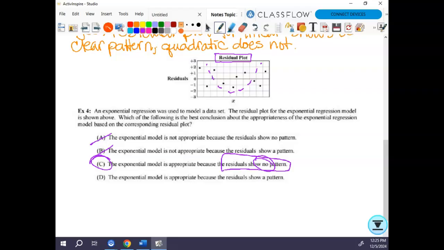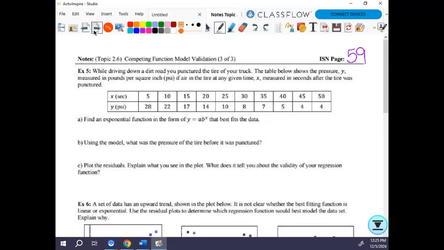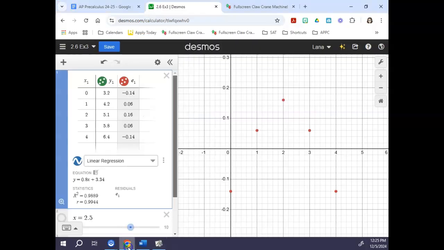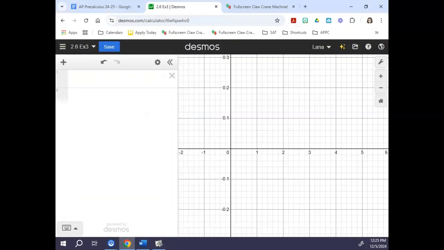Okay, good. All right. So while driving down a dirt road, you punctured the tire of your truck. The table below shows the pressure Y measured in pounds per square inch of air in the tire at any given time X measured in seconds after the tire was punctured. So here's my data, and then it says find an exponential function in this form that best fits the data. So go ahead and go into Desmos and type your stuff in and get your exponential model.